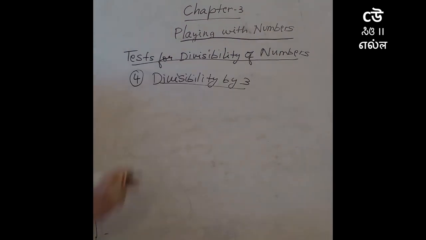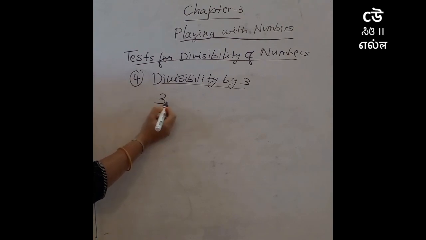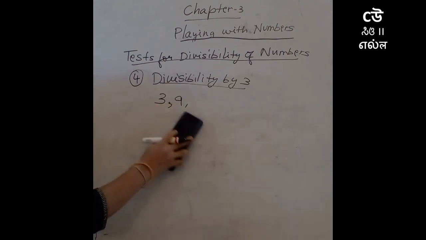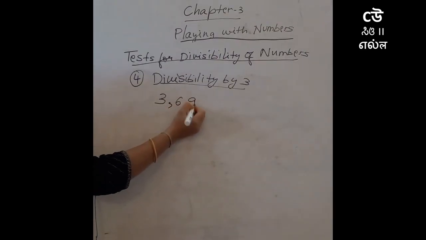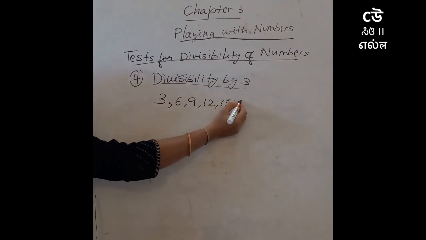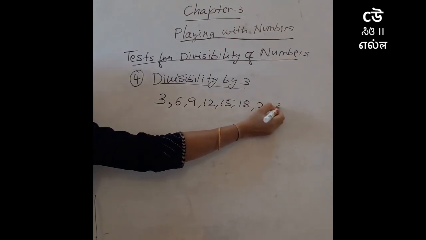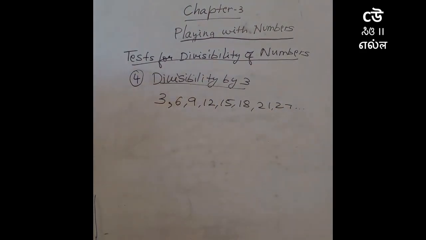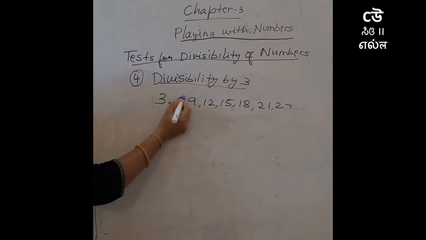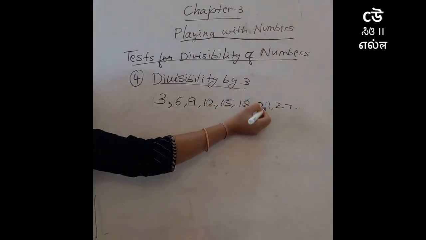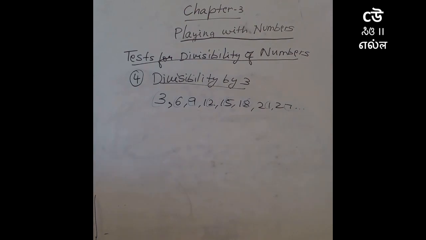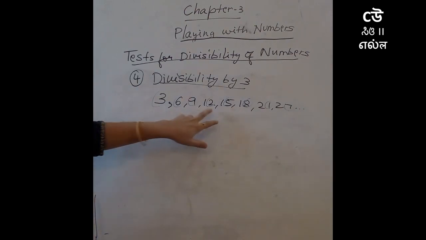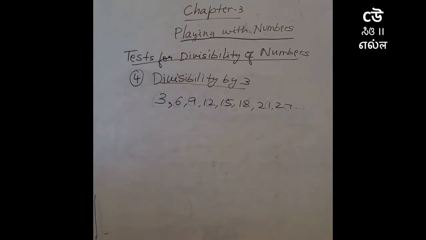Okay. So, if you see multiples of 3, what are the multiples of 3? We have 3, 6, 9, 12, 15, 18, 21, 27 and so on, right? So, if you see 1's place value of these numbers, here we have 3, 6, 9, 2, 5, 8, 1, 7. So, do you see any pattern in these numbers, children? The numbers are very different, right? So, here we can't observe any pattern for this particular number.